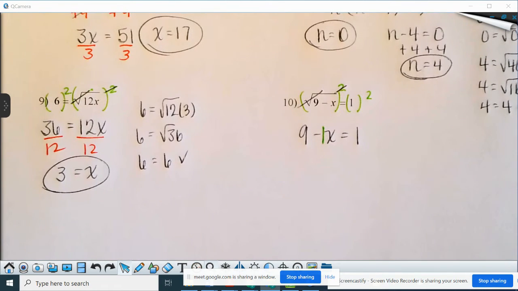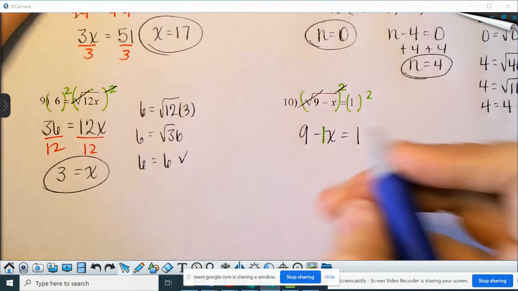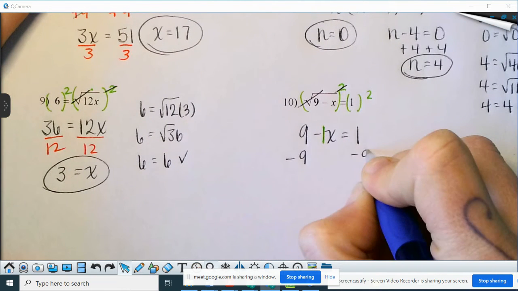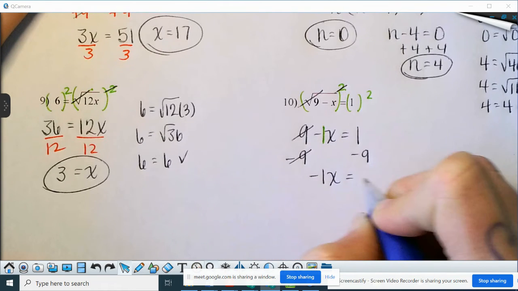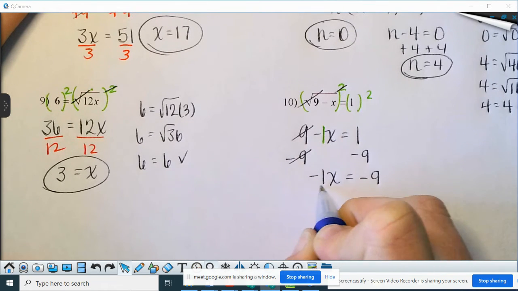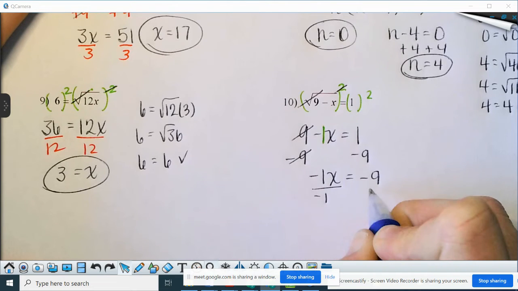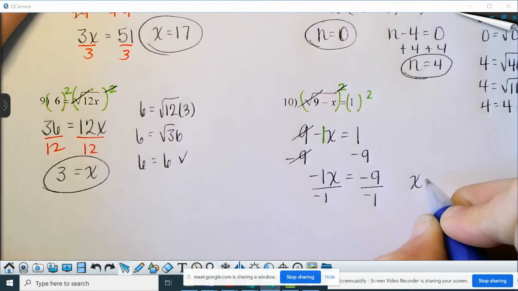And then most of us are a little less apt to get rid of that altogether because there's a number there. Even though we know it was assumed 1 anyway, we're going to subtract 9 from both sides because we get rid of that positive 9. Again, trying to get x by itself. That negative 1 is like negative 1 times x, so we're going to divide by negative 1. And x is going to give us 9.